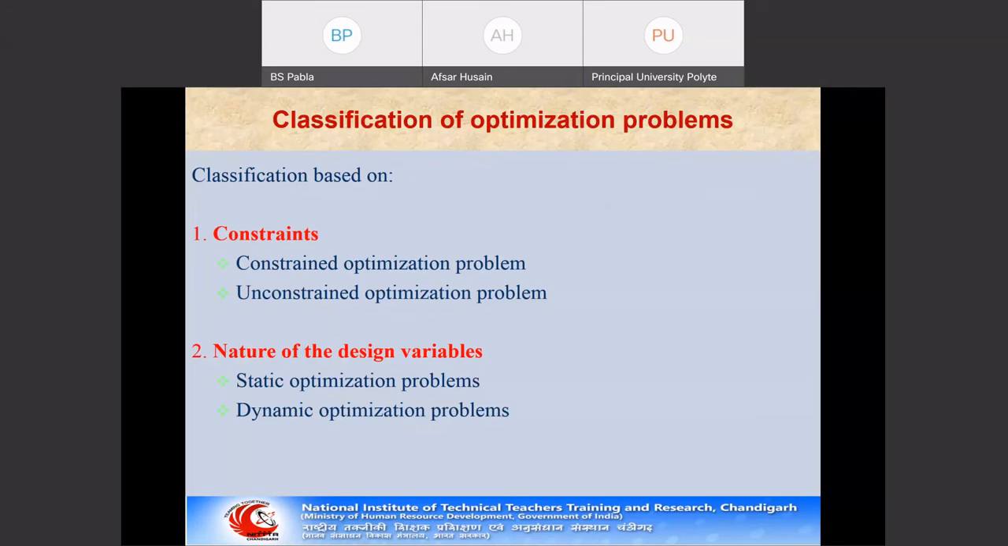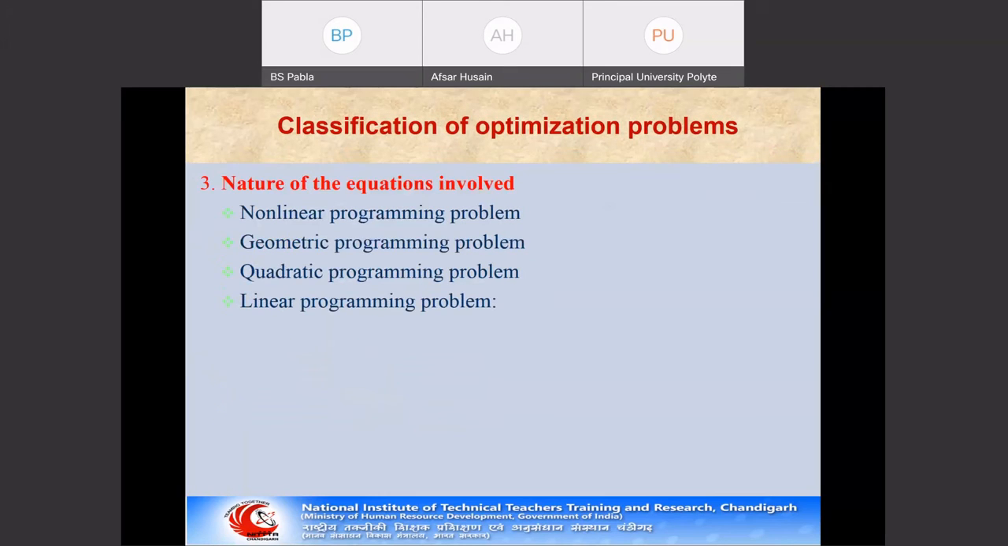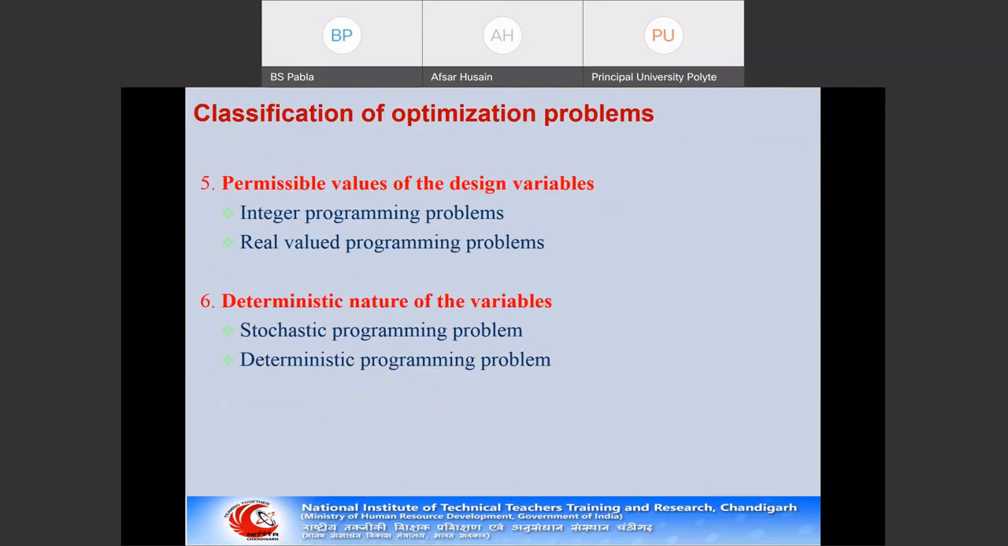But a dynamic optimization problem is, let's say, process control. Let's say the RPM of the motor has to be controlled based on the temperature. So you sense the temperature, feed it into the optimization problem, and dynamically you control the system. Nonlinear programming problem, I said, I have told everything about this. This also we discussed, this is actually a repetition of this.